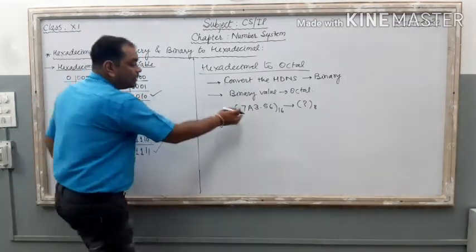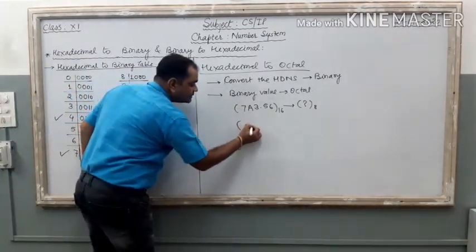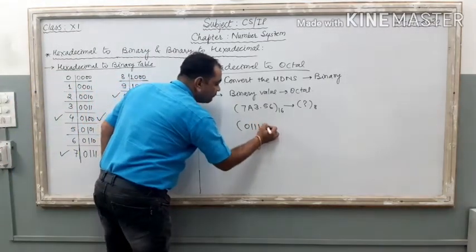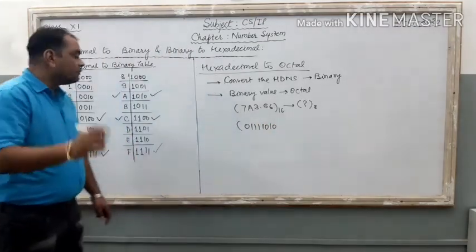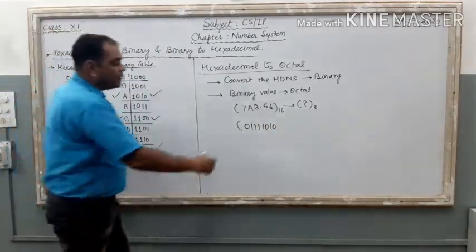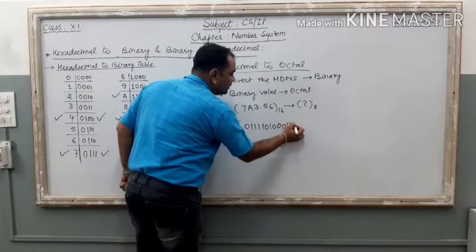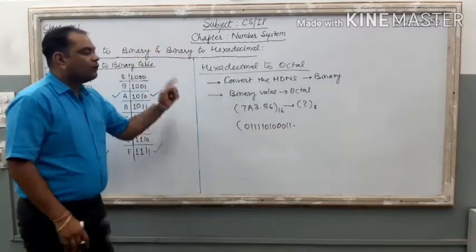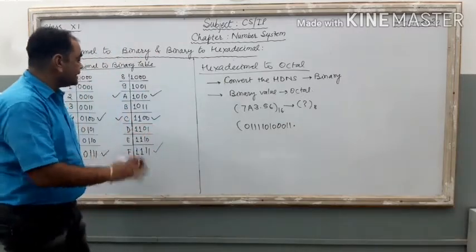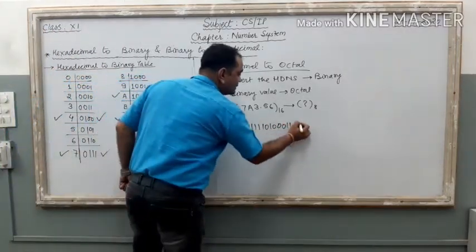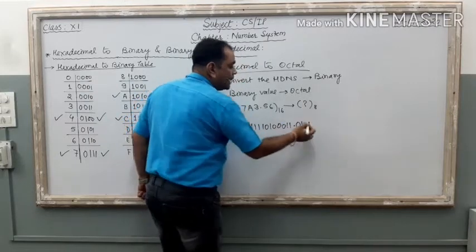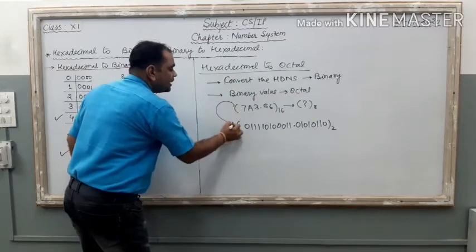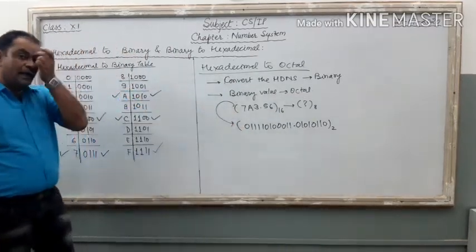How can we convert? The binary code of 7, it is 0111. Binary code of A, it is 1010. Binary code of 3, it is 0011. So here 7A3, the binary code of 7A3, it is there. Now dot, after dot 56, binary code of 5, it is 0101, and the binary code of 6, it is 0110. So by this, very first we convert this hexadecimal number into binary.